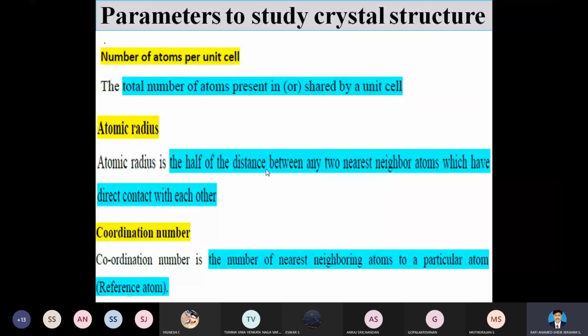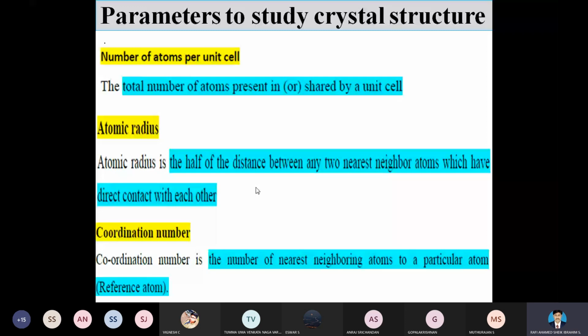The second parameter is atomic radius: half of the distance between any 2 nearest neighboring atoms which have direct contact with each other. For a simple cubic crystal structure, we considered 2 corner atoms, for example A and B that we have seen. These 2 corner atoms have direct contact with each other. From the 2 corner atoms, we consider half of the distance, which is R, so the distance becomes 2R. The side of the crystal is a.